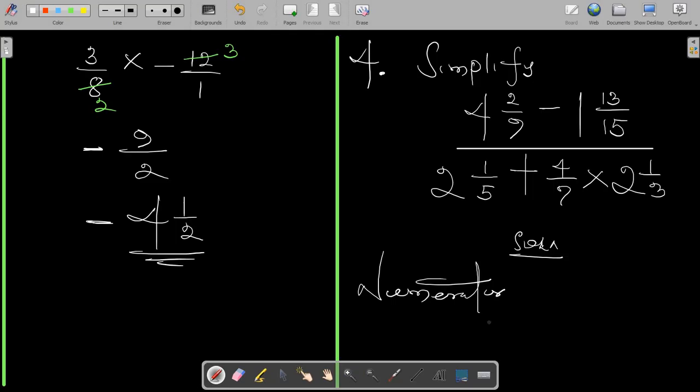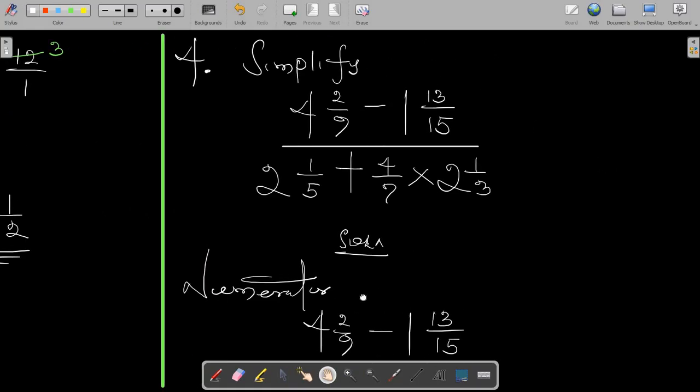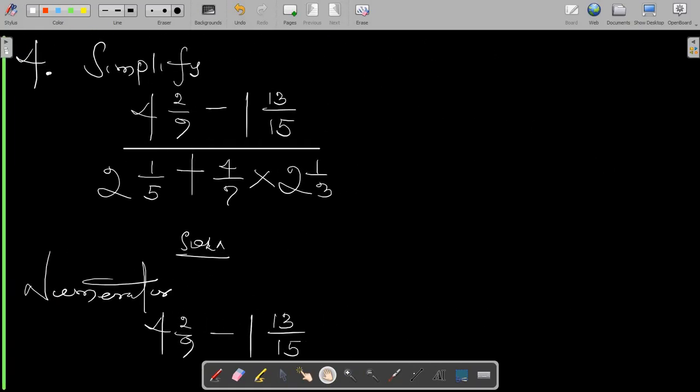The numerator will be 4 whole number 2 all over 9 minus 1 whole number 13 all over 15. So let me convert everything to improper fractions. Let's go. Let me divide my line into 2 to make my work nice and neat. So 9 times 4, we have 36. 36 plus 2, we have 38. So here is actually 38 all over 9.